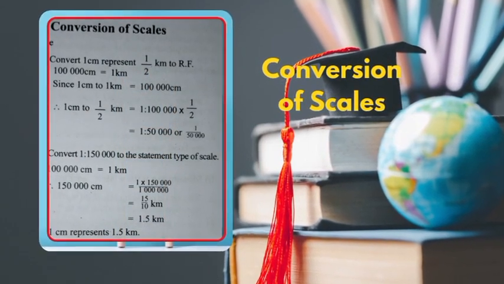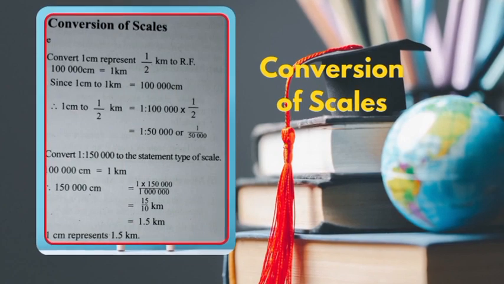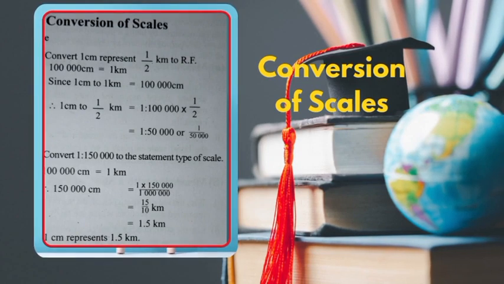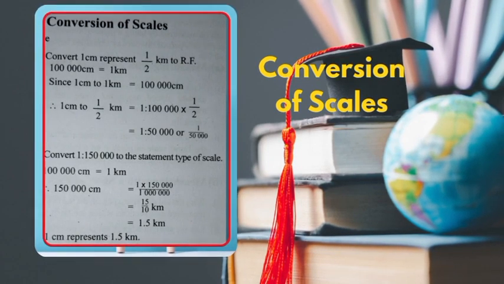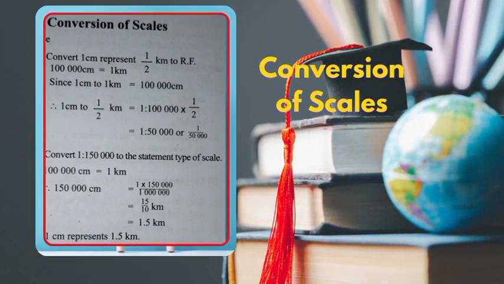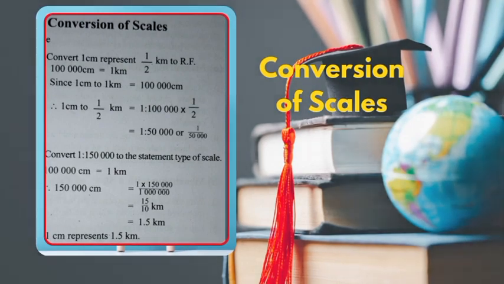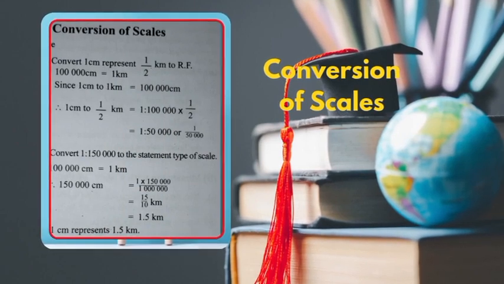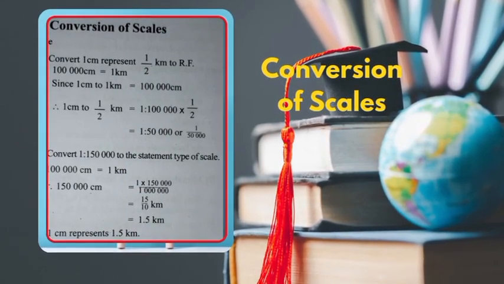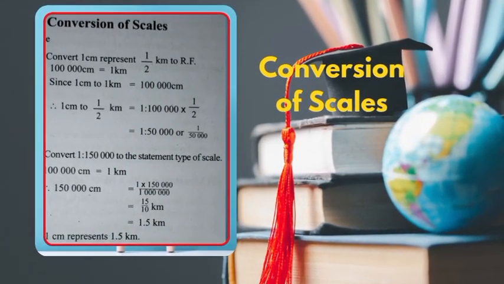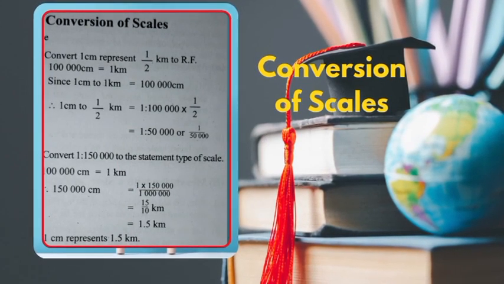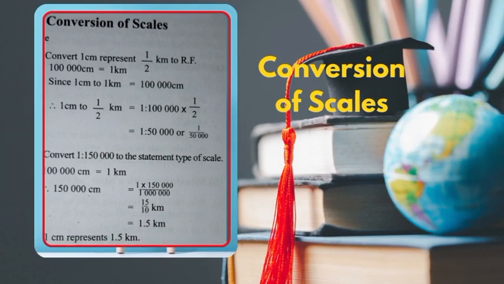We can convert from representative fraction to statement, from statement to representative fraction, from representative fraction to linear, from linear to representative fraction, as it may. In conversion of map, we ought to know that 100,000 centimeter is equal to 1 kilometer, 50,000 centimeter is equal to half of a kilometer, 1,000 meter is equal to 1 kilometer. Using this scale of measurement, it becomes easy while we convert our map.